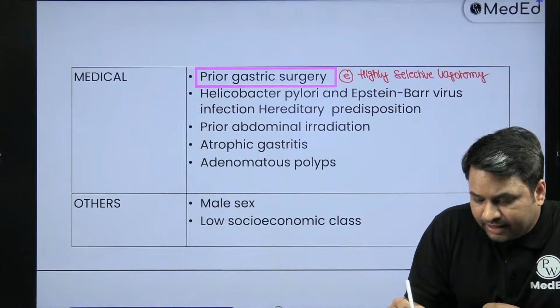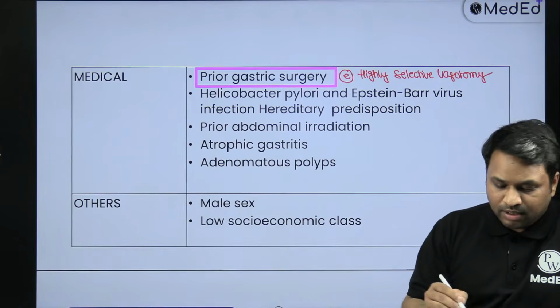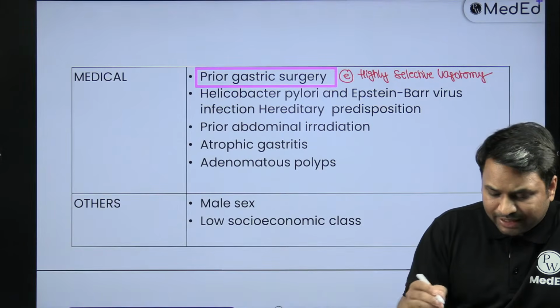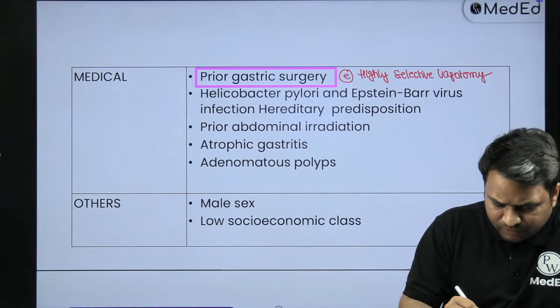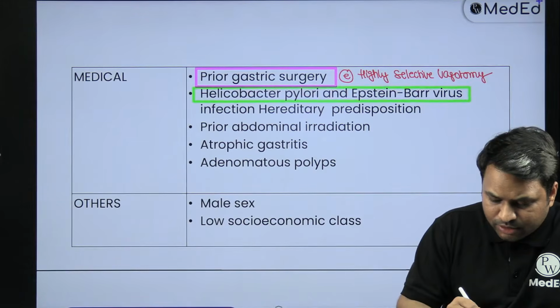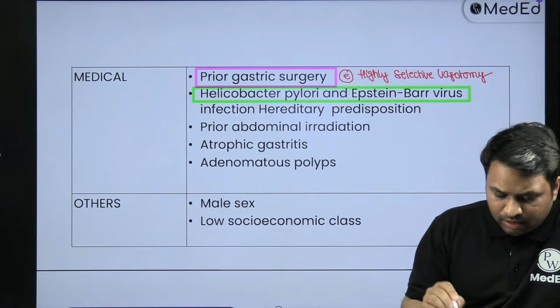Except for highly selective vagotomy. The other ones that you can see are going to be one bacteria and one virus, H. pylori and Epstein-Barr virus. These are carcinogens, right?